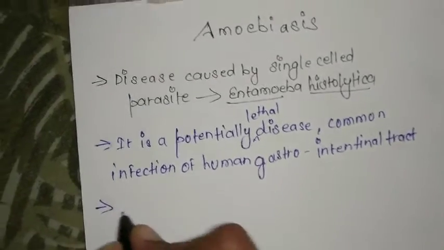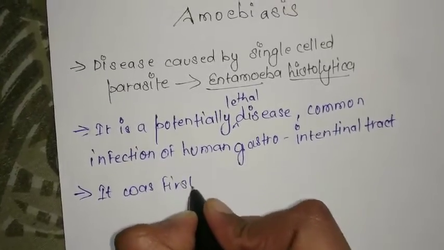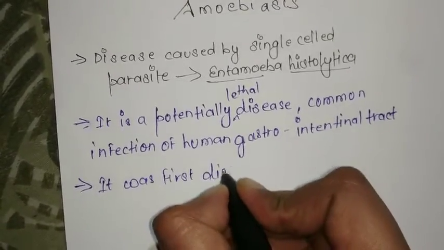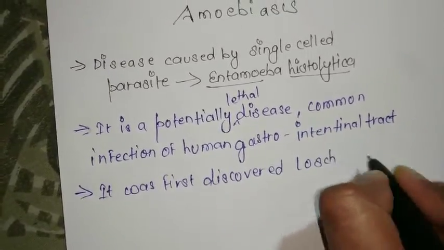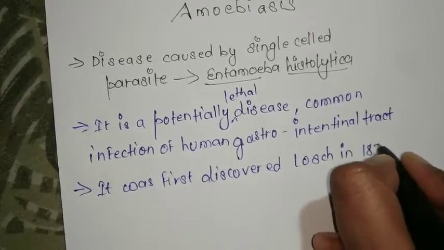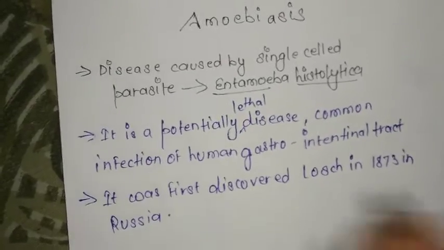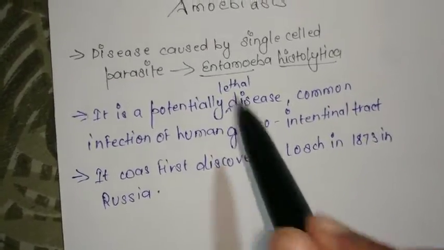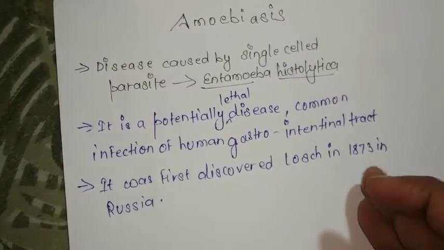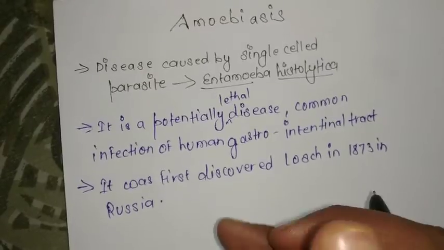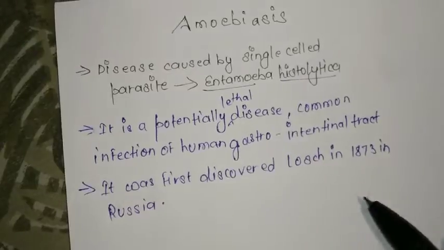It was first discovered by Losch in 1873 in Russia. While discovering this amoebiasis disease, he said that there is the same systematic position as Amoeba proteus, meaning another amoeba having the same systematic position as Entamoeba histolytica.